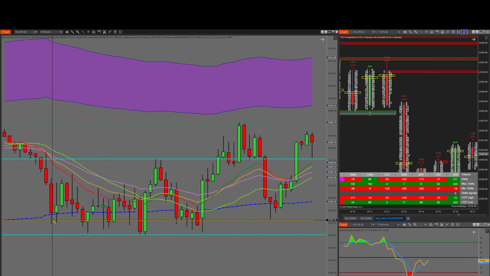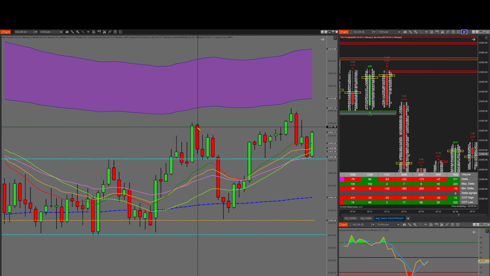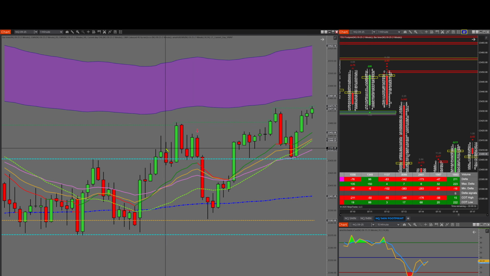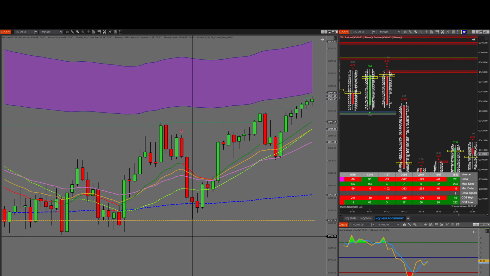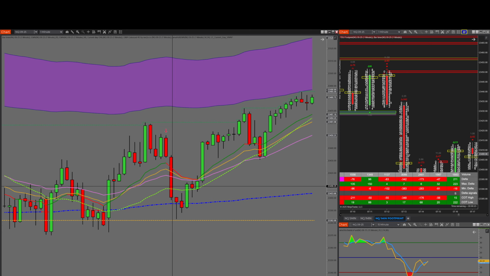It's bouncing off the open, bouncing off of VWAP, and they love to do this, bounce off opens and VWAPs. Open is the yellow dash, and VWAP is the dash blue line here. And then they finally go up, they make a new high, and then this beautiful price action setup that I told you about. Okay? So I hope this helps people out.